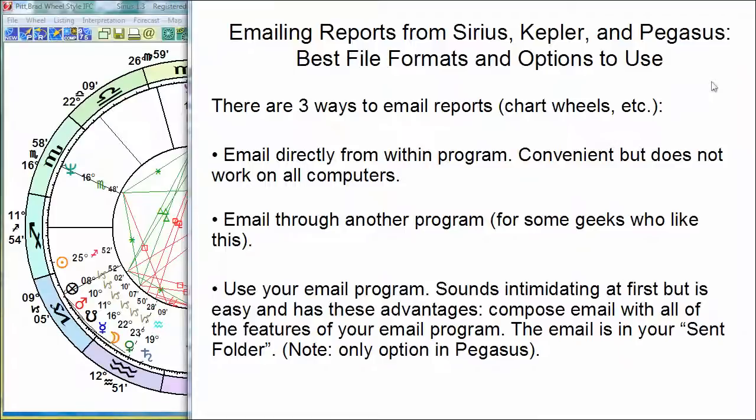email reports to clients. Okay, number one, there are three ways to email a report in Kepler and in Sirius. In Pegasus, which is the smallest level of these three astrology software programs, there's only one way. But let me go over the three ways. Number one, you can email directly from within the program, which is very convenient, but unfortunately does not work on all computers. Let me show you that first, emailing directly from within the program.